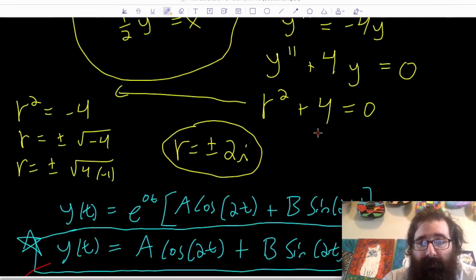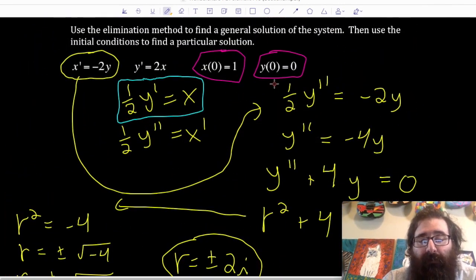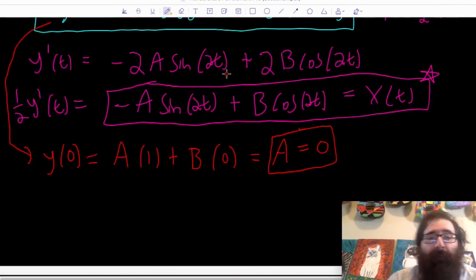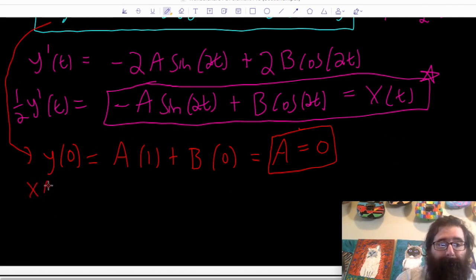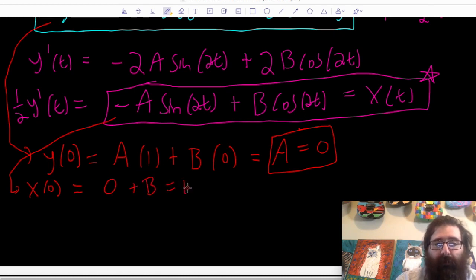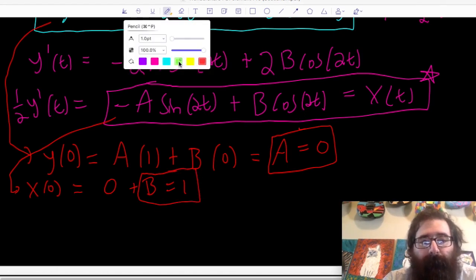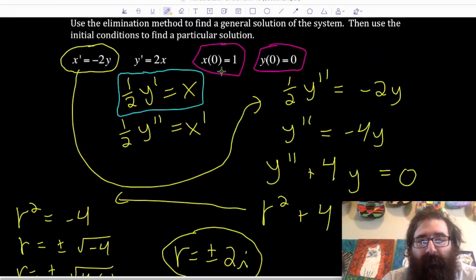We're almost running out of space too, got to be careful. So y at 0 equals 0, and then we work with x at 0 equals 1. So if I plug 0 into x, which is here in the pink, x at 0, remember sine of 0 is 0, so that's gone. Cosine of 0 is 1, so that's going to give me b. And we said x at 0 equals 1, so we get b equals 1.